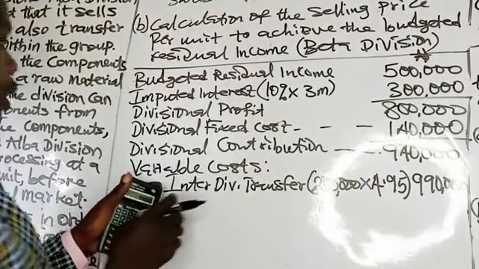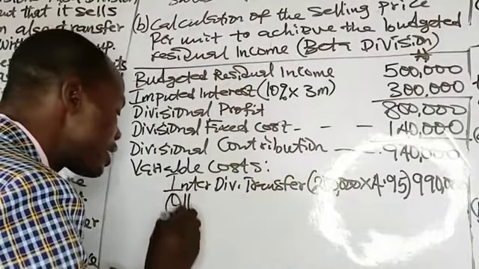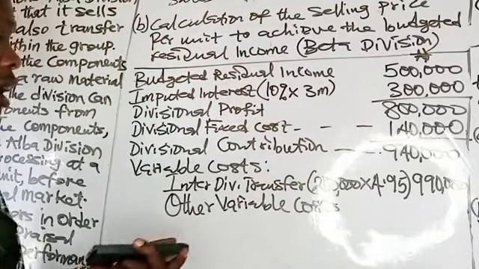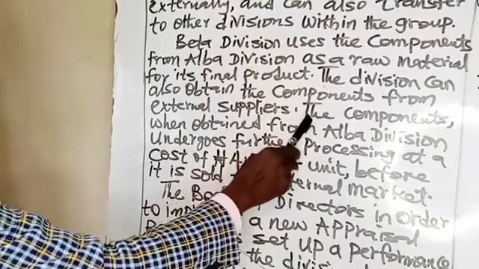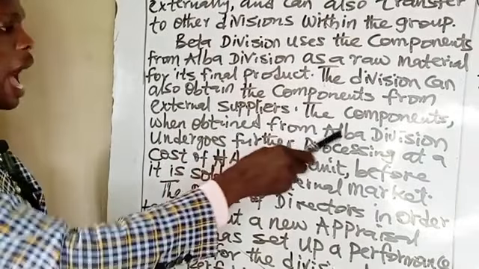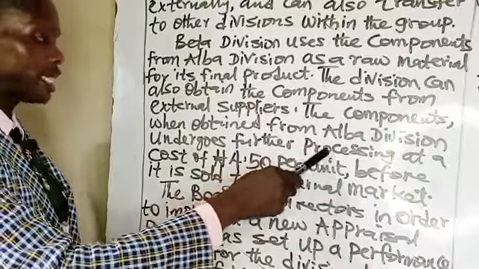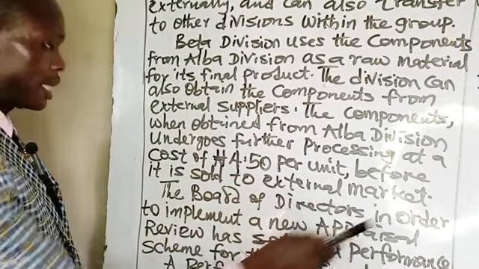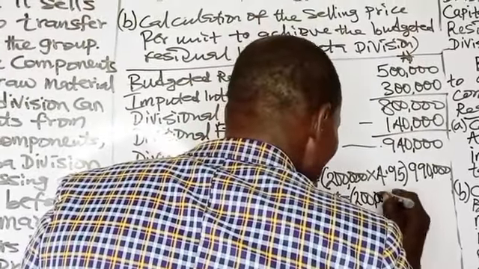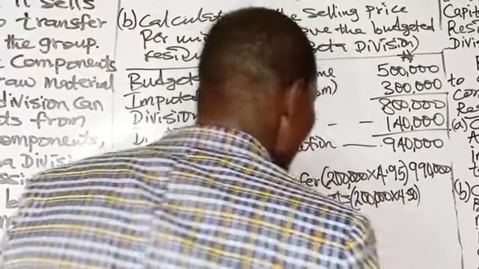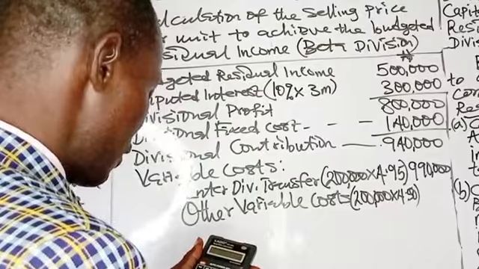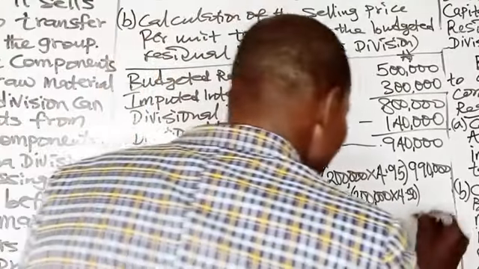Aside the variable cost from interdivisional transfer, we have other variable costs. Other variable costs of the buying division. We're told the components, when obtained from other division, undergo further processing at a cost of 4.50 per unit before it is sold to external market. So that is the cost of converting it to finished product. So 4.50 times 200,000 gives us 900,000.